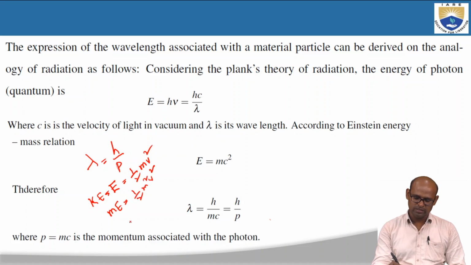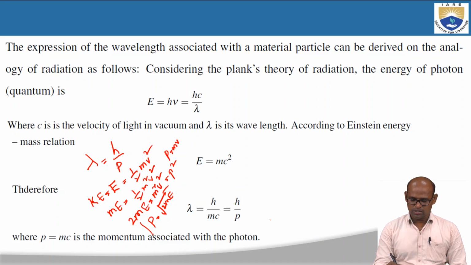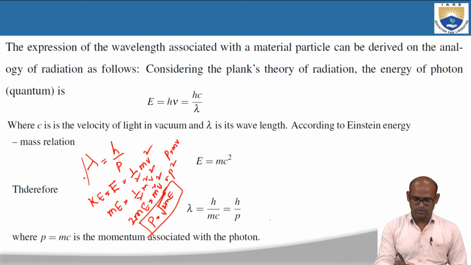So 2mE is equal to m square v square, and p is equal to m into v. So this m square v square will be p square. So that will be p is equal to square root 2mE. Okay, so I am going to substitute this p in this equation.